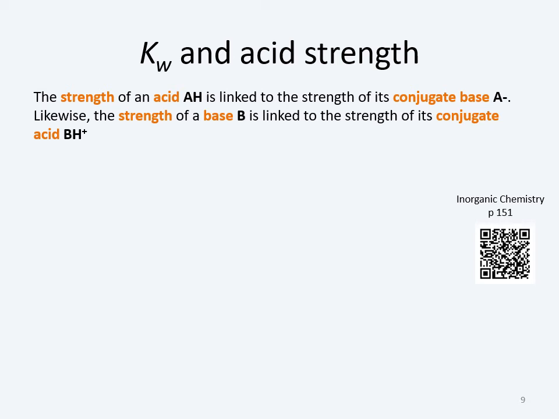Now, let's pull all this together: Kw and acid strength. The key concept here is that the strength of an acid, and we're going to talk more about that in the next screencast, is linked to how strong its conjugate base is, and the same applies to bases. We can derive an equation here, and they're going to be linked through Kw. So let's do that quickly. Let's write out, for an acid, Ka for acid A.